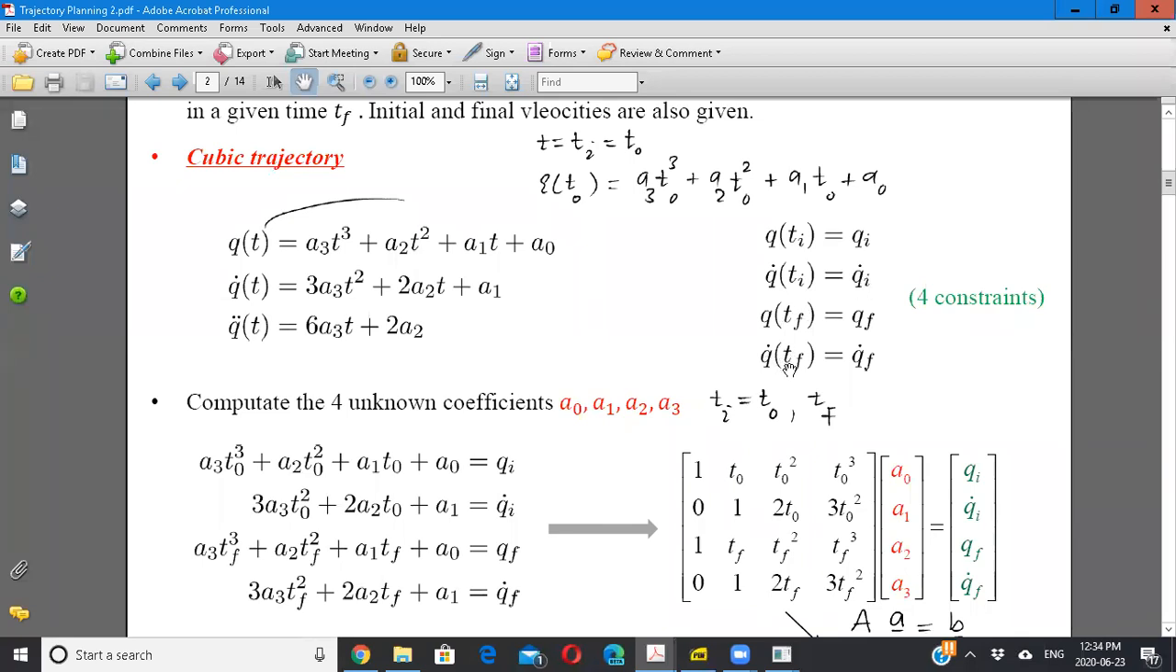And at the final time, I want to reach there with some velocity. But in order to make it easy, let's say that is also 0. But it might not always be 0. Let's say I want you to reach that certain point.